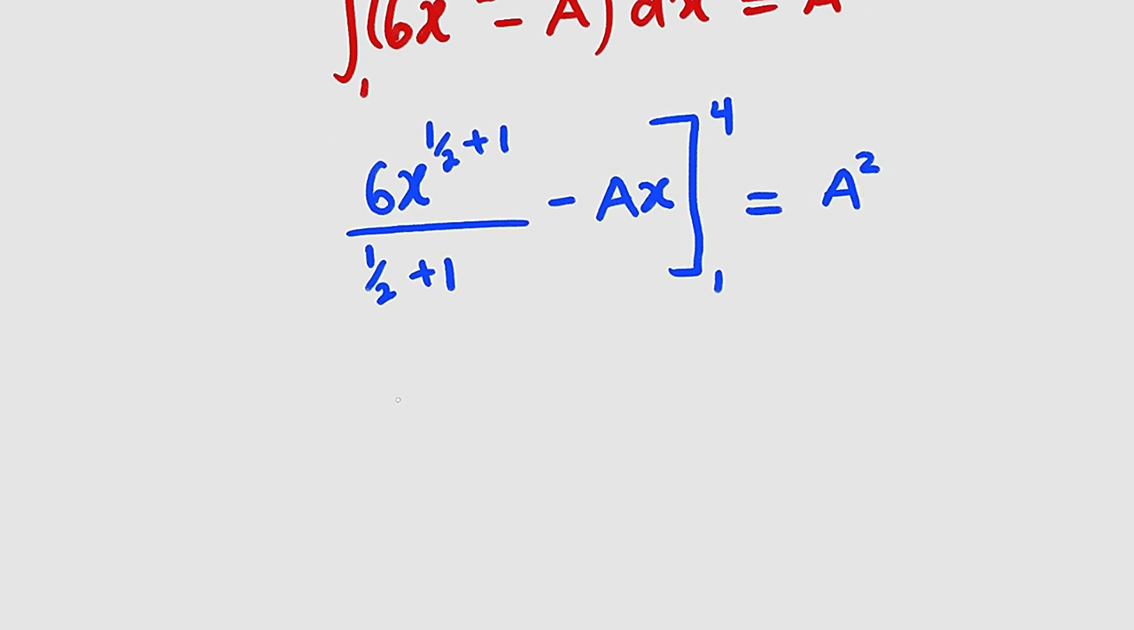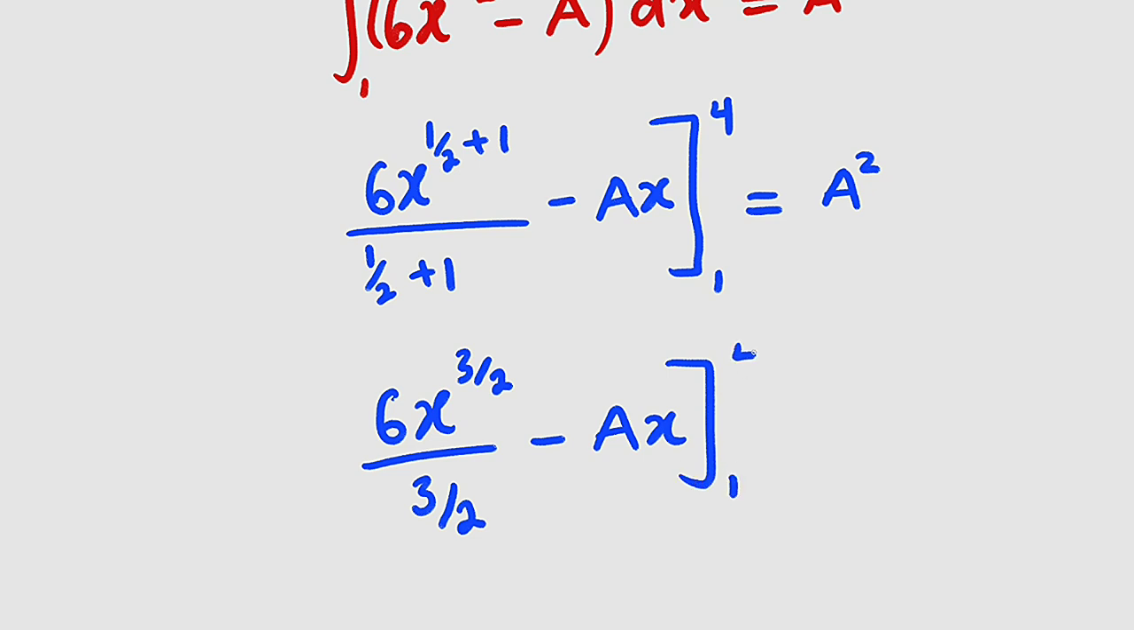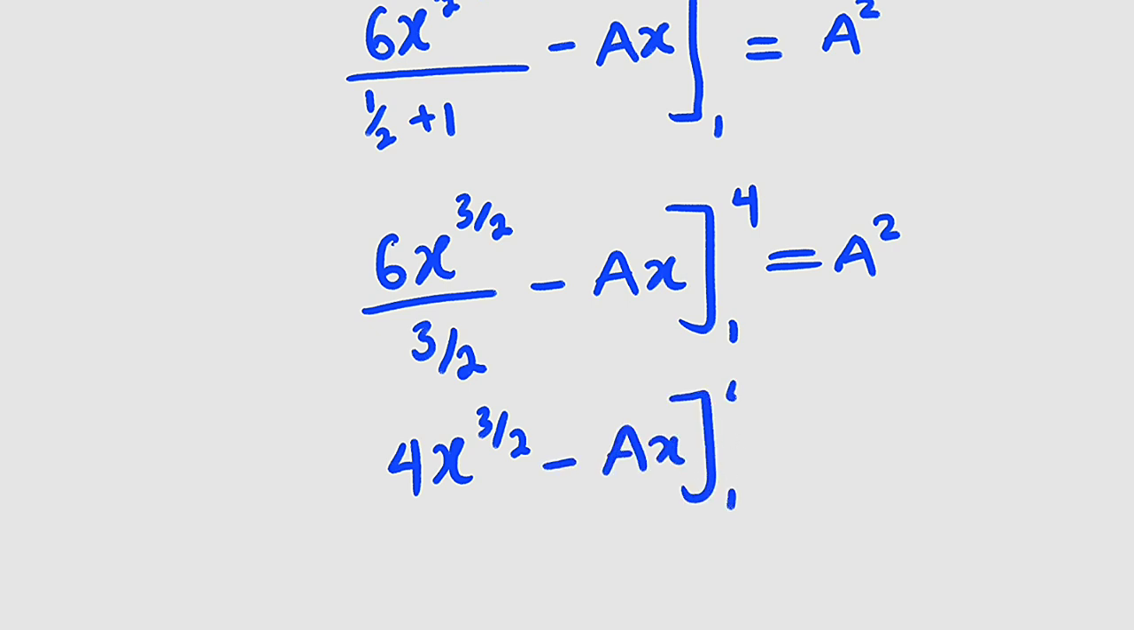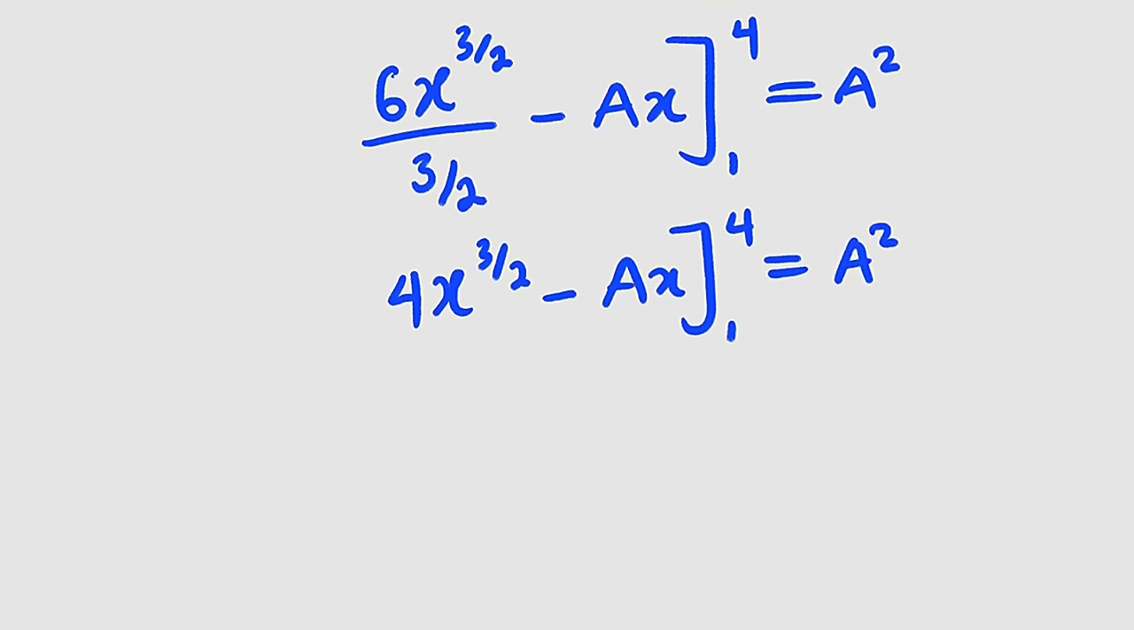Now let us simplify. We have 6x to the power of 3 divided by 2, divided by 3 divided by 2, minus ax from 1 to 4 equal to a squared. You should know that 6 divided by 3 divided by 2 is the same thing as saying 6 divided by 3 multiplied by 2. 6 divided by 3 is 2, multiplied by 2 is 4. So this is 4x to the power of 3 divided by 2 minus ax from 1 to 4 equal to a squared.